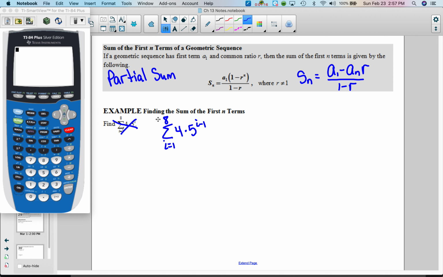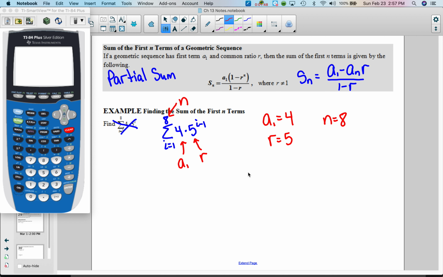So we're finding the sum of the first n terms. Well, notice that we have the setup for a geometric sequence because we have 4 times something being raised to a power. So this right here tells us our first term. So now we know a sub 1 is 4. This right here tells us the value of r. So we know r is 5. And this number here tells us the value of n. So we know n equals 8.